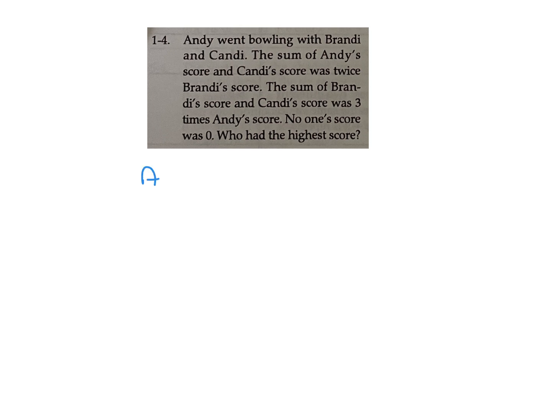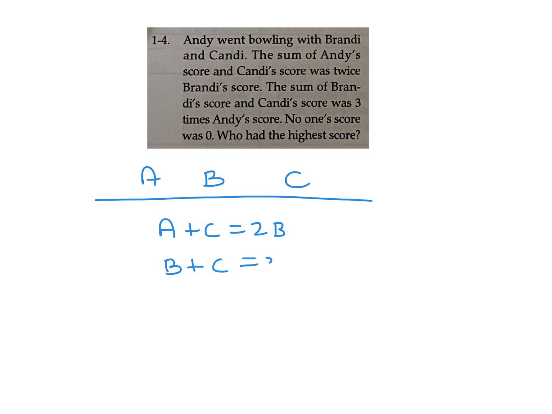So we have Andy, Brandy, and Candy, and I guess we have to do the algebra. So A plus C equals 2B according to the question. B plus C is equal to 3A. And what are we trying to figure out here? Who is the highest? Okay.